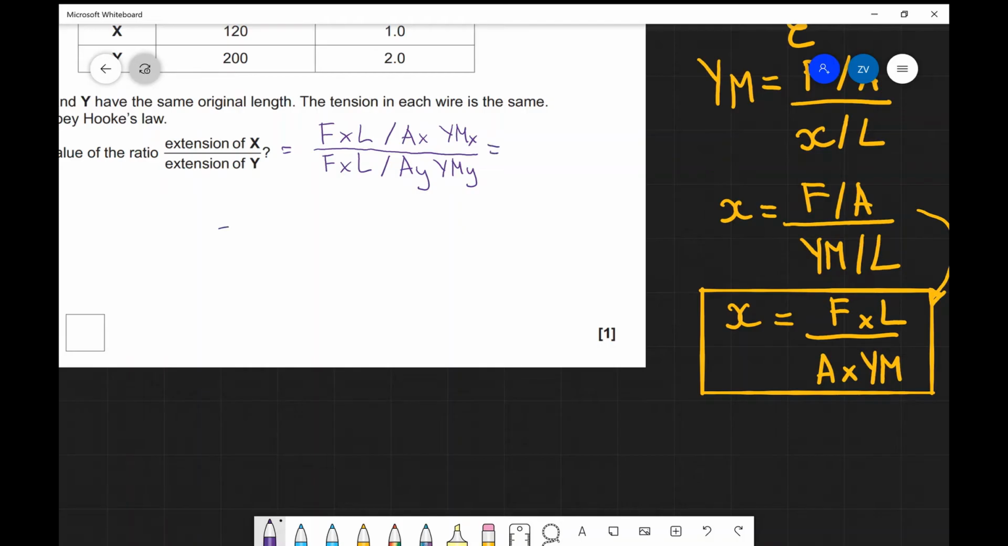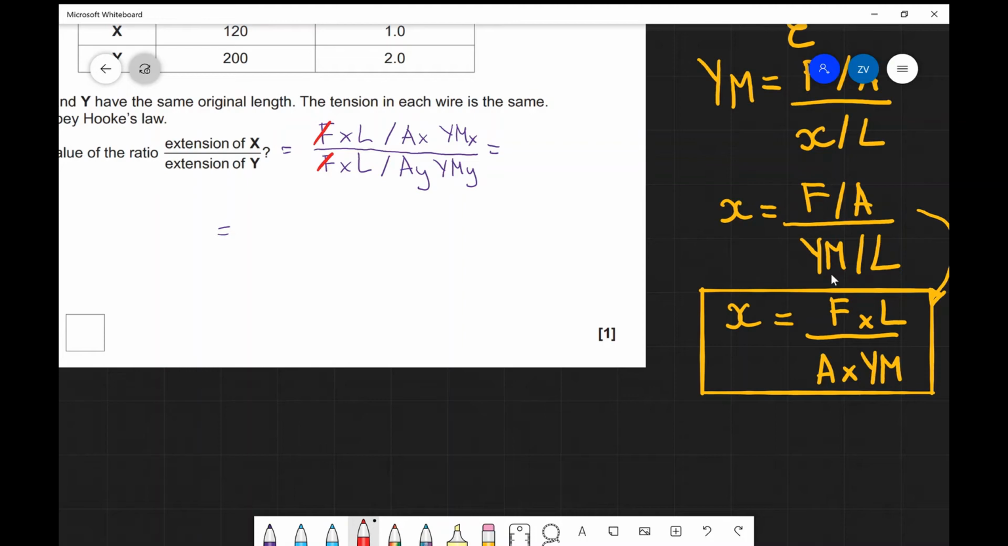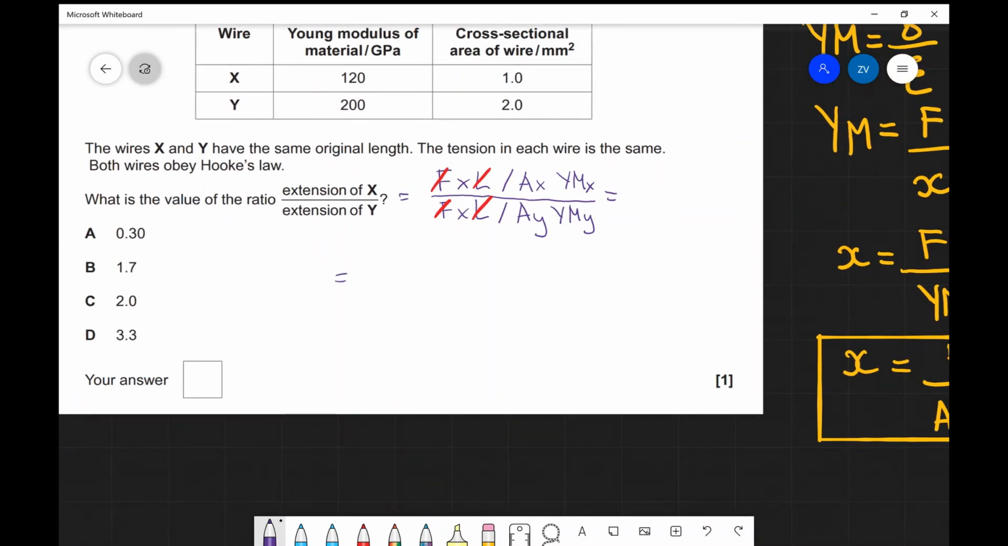Okay, well, now we can do some cancellations, which is one of my favorite parts in physics. So let's do that with a red pen. We can cancel out the forces, we can cancel out the lengths as well, and we can start plugging in some numbers. So what we're left with on the top is 1 over the area of x, which is just 1, times the Young's modulus of x, which is 120, divided by 1, because I've cancelled everything out. The area of y is 2.0, and Young's modulus of the other material is 200.